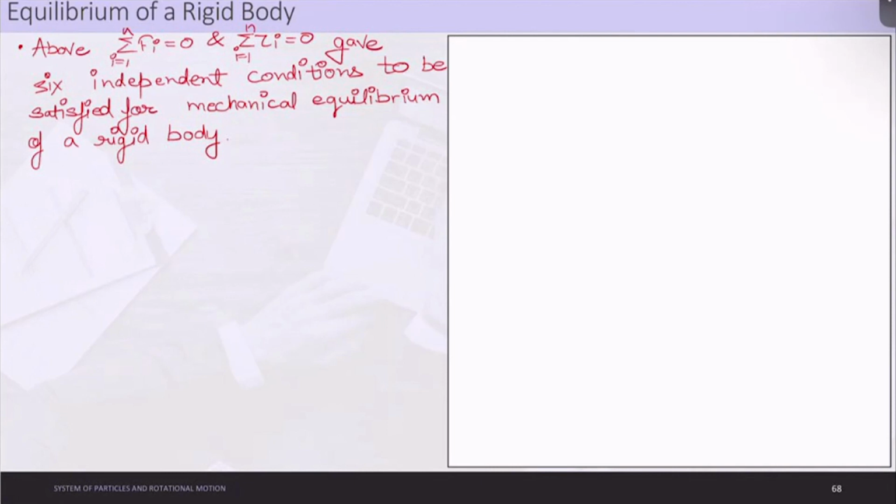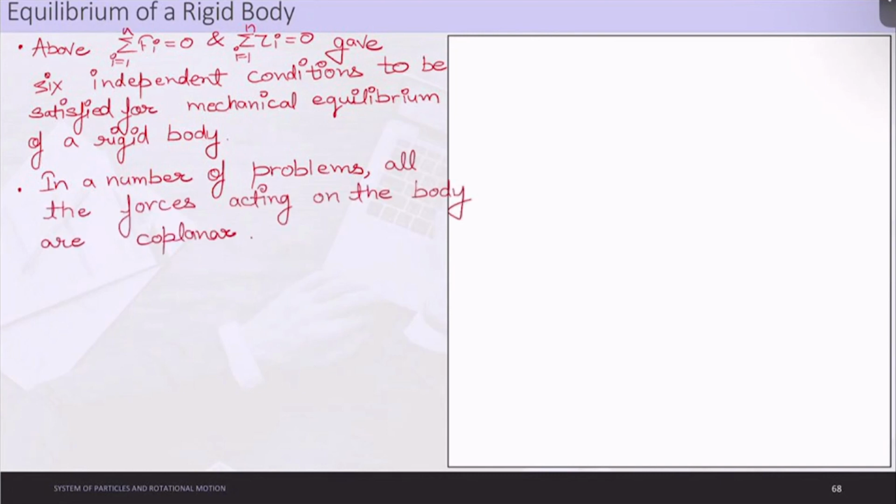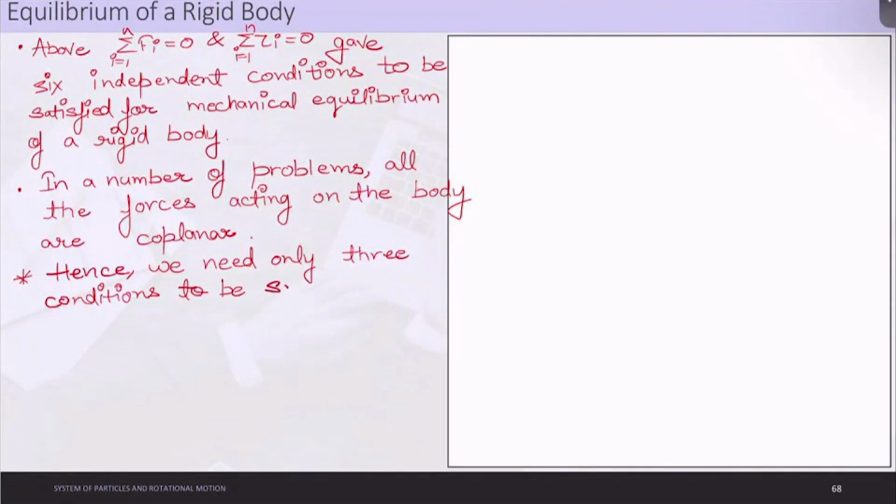So in a number of problems, all the forces acting on the body are coplanar, and hence we need only three conditions to be satisfied for mechanical equilibrium. Okay, fine.